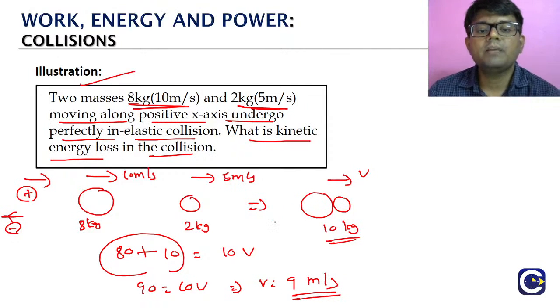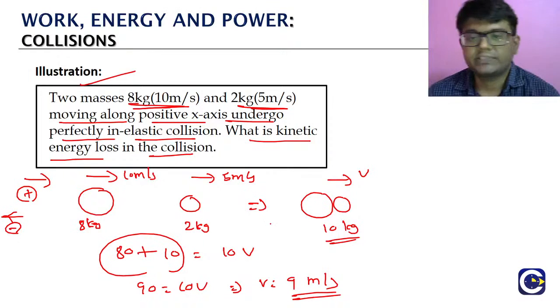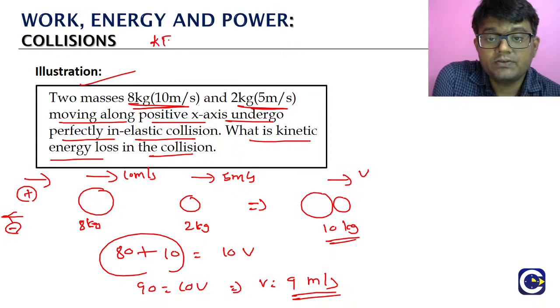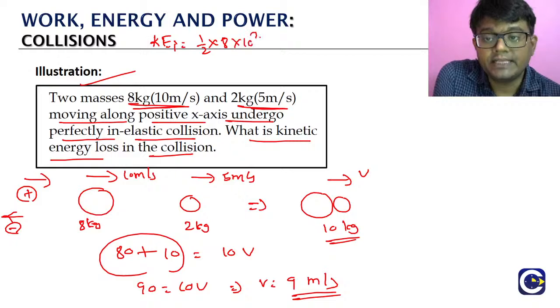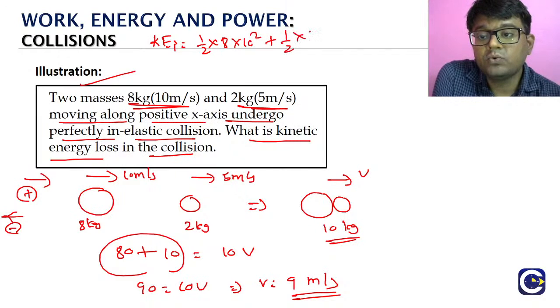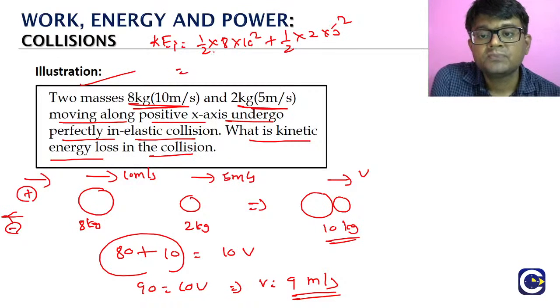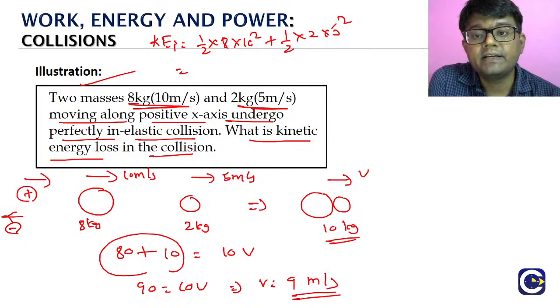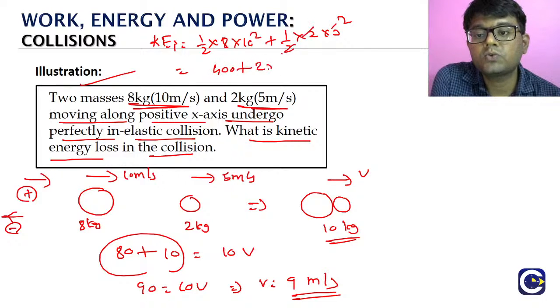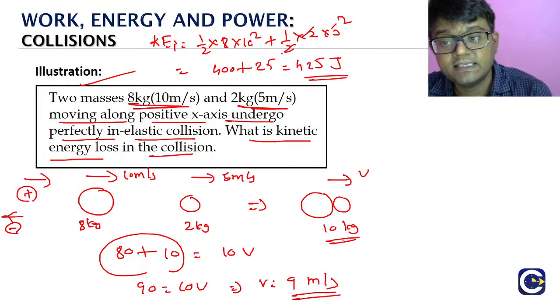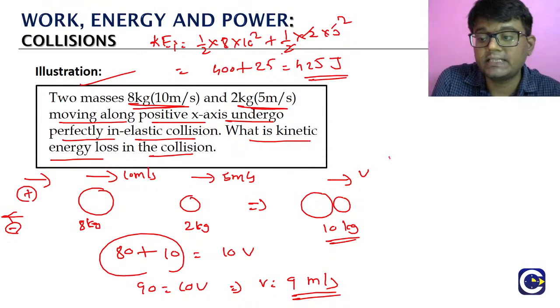Now, what do we mean by the kinetic energy loss? Kinetic energy loss means initial kinetic energy minus final kinetic energy. What is the initial kinetic energy? Half into 8 into 10 square plus half into 2 into 5 square. 10 square is 100, so 800 by 2 means 400, plus 25, that is 425. Everything is in the SI system, so the unit is joule. That is the initial kinetic energy.